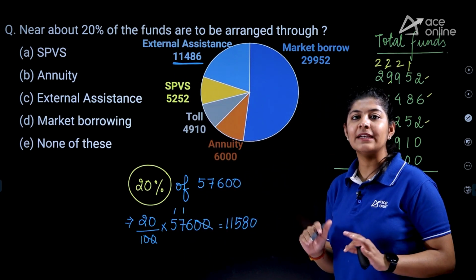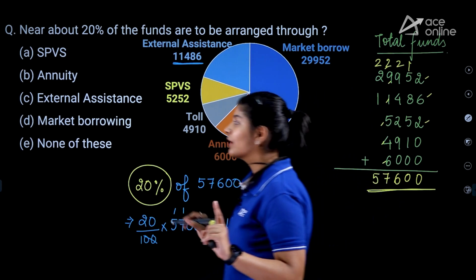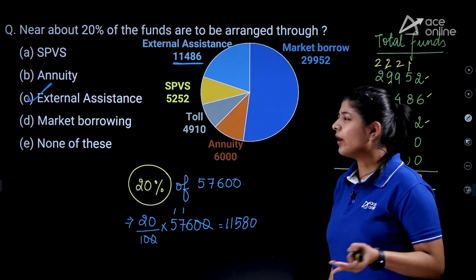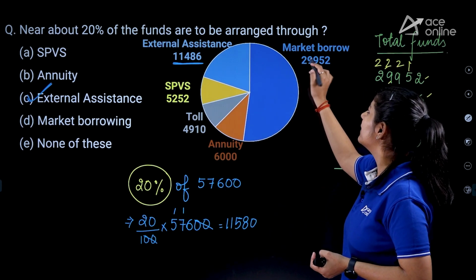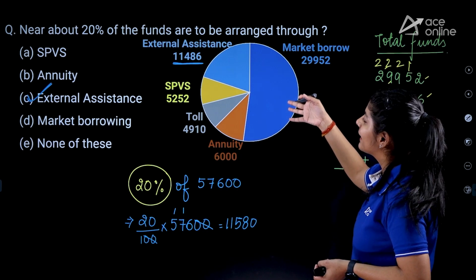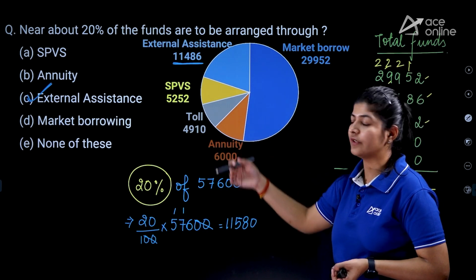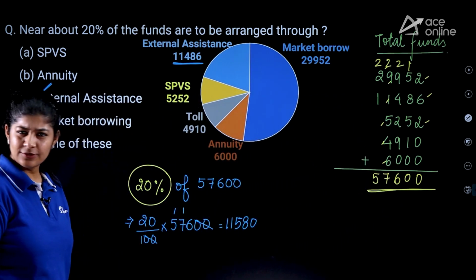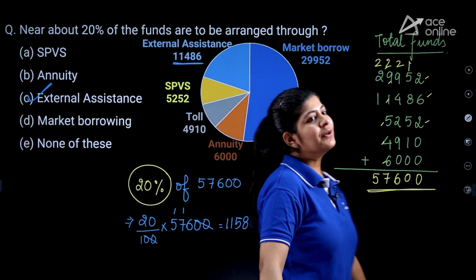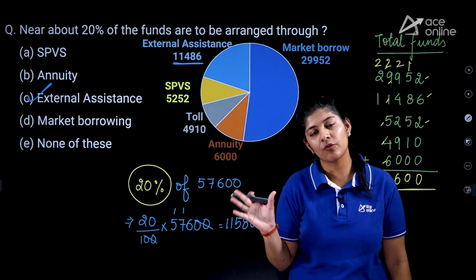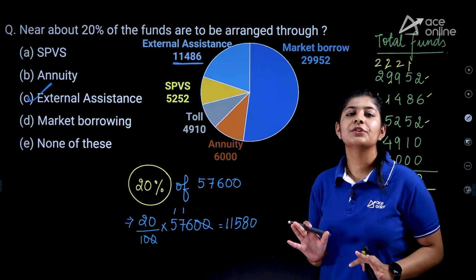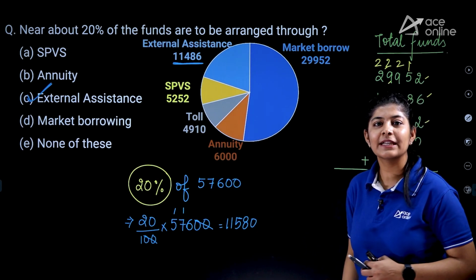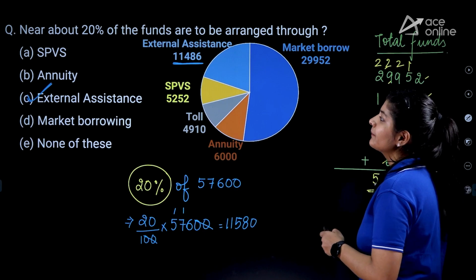That means we can say that near about 20% of funds we are getting from the external assistance. Just by seeing it, you can easily eliminate the market borrowing, because we know that it is approximately equal to 50% of the fund. Is it clear? So again, this is a very easy question. Whenever you have a question from the topic DI, all you need to do is retrieve the values. After that, you only have to do the basic mathematical calculation. Is it clear? Okay. Next one.